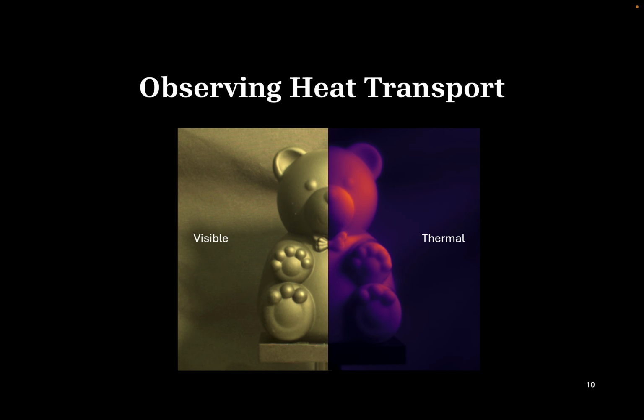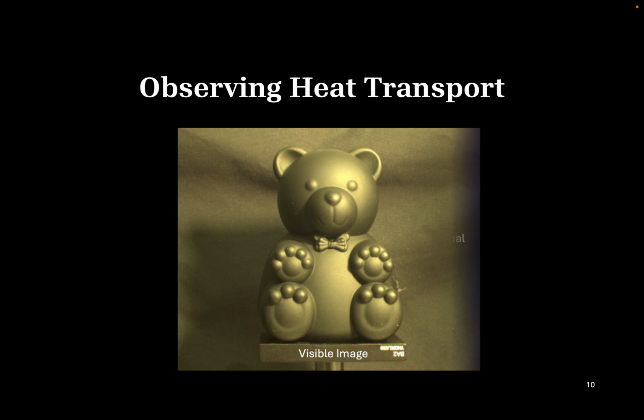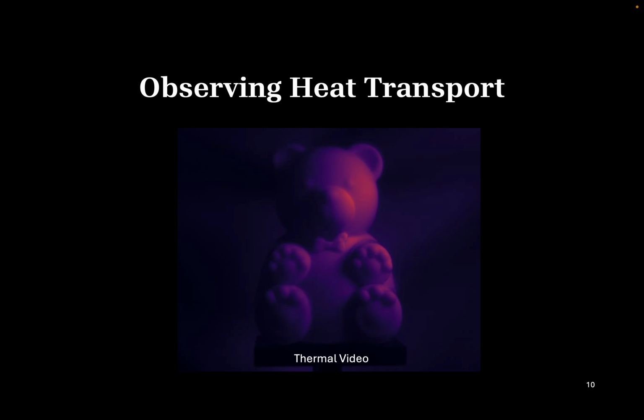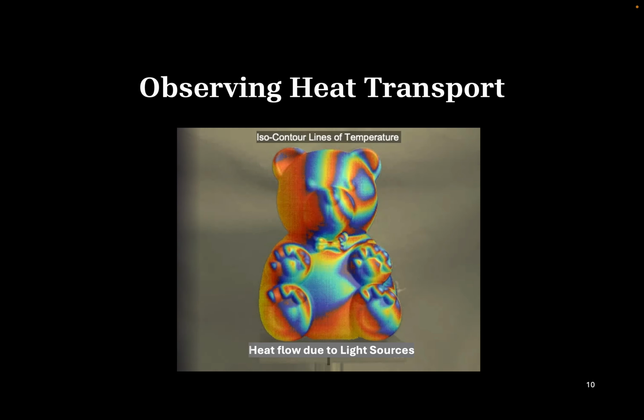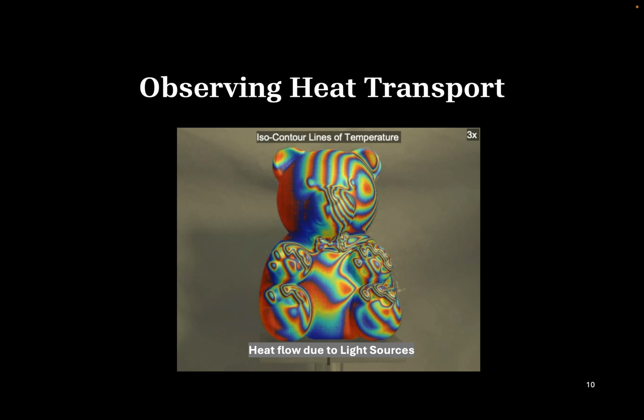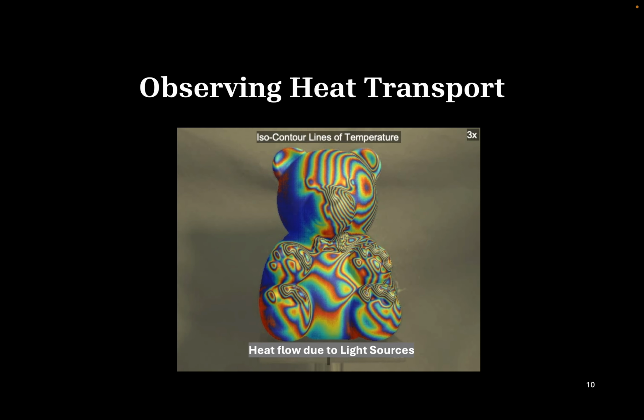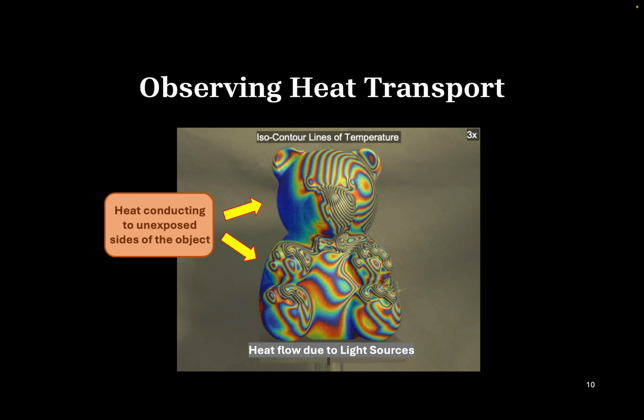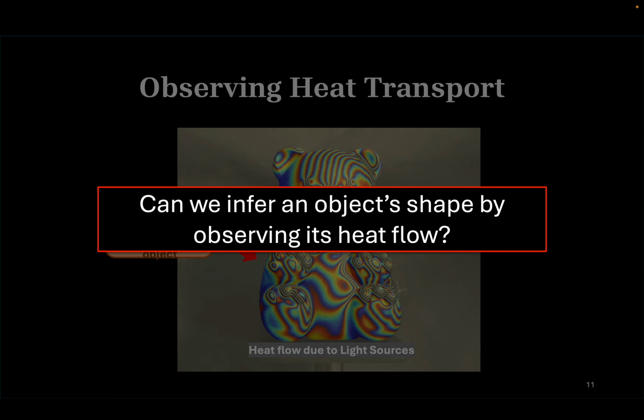While imaging an object illuminated with a light looks static in the visible, the thermal video shows how temperature propagates over the surface. An interesting thing to observe here is how heat conducts along the surface from the exposed regions to the unexposed sides. With this observation, we would like to ask a fundamental question in this work. Can we infer an object's shape by just observing its heat flow?